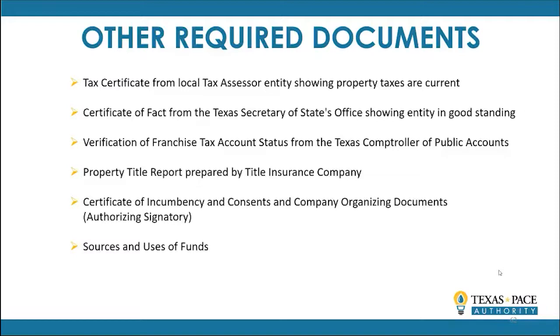Also, we need documentation that indicates the authorizing signatory for the owner. So a certificate of incumbency and consents and company organizing documents. And then finally, information about the sources and the uses of the PACE funds for the project.